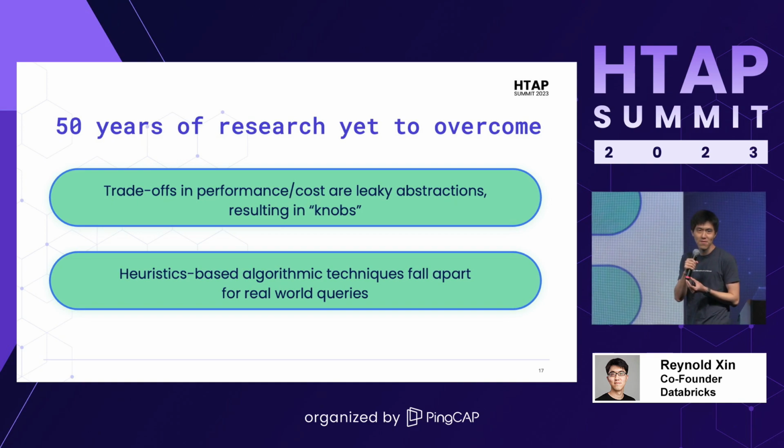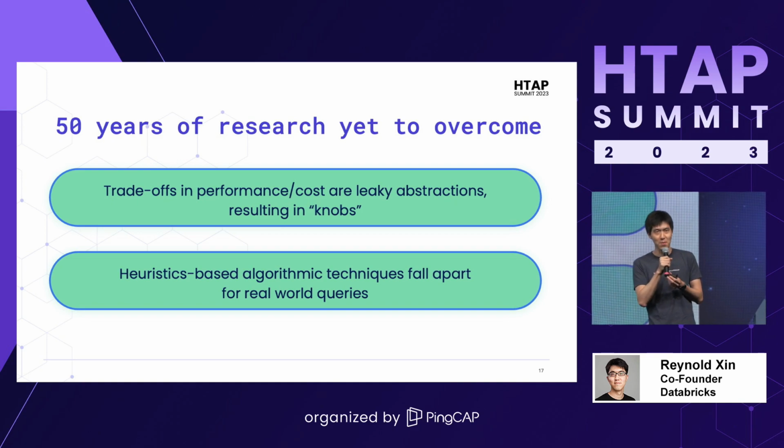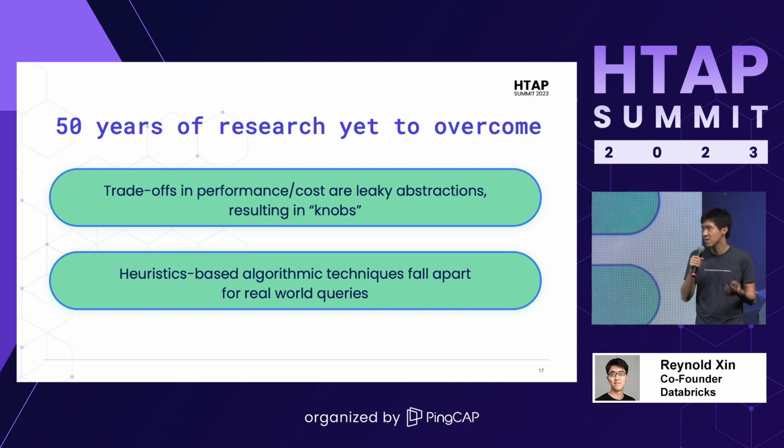So 50 years of relational database research is somewhat of a pathetic moment, in that we haven't realized cost-based optimization. Trade-offs in performance and cost are basically leaky abstractions. Despite all the optimization, those become knobs, and they're very, very difficult to tune. The fundamental reason is that all the systems are architected with tons of heuristics that fall apart in real-world scenarios, because those heuristics were come up with by engineers without understanding or having access to the actual workloads.